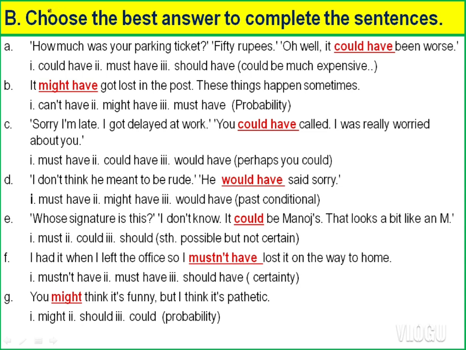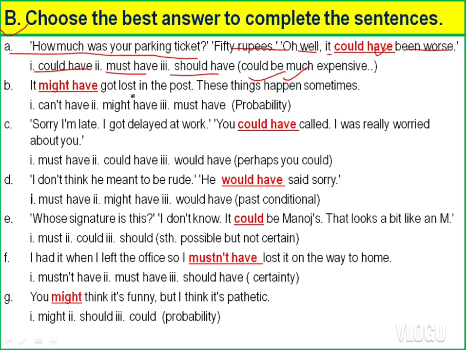Then about the questions. Question B is question A. How much was your parking ticket? 50 rupees. Oh, it could have been worse. Here 3 options are given: could have, must have, and should have. And here we write could have. In the sense, it seems that it was much expensive, or it could have been like this, so it shows possibility.